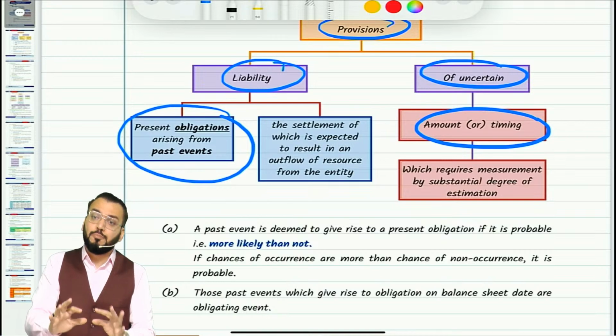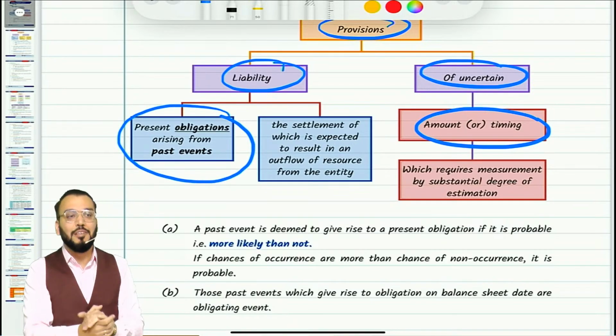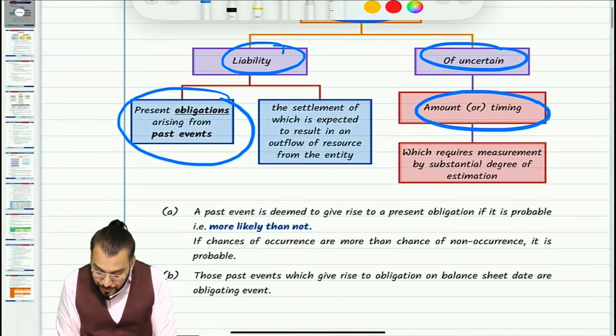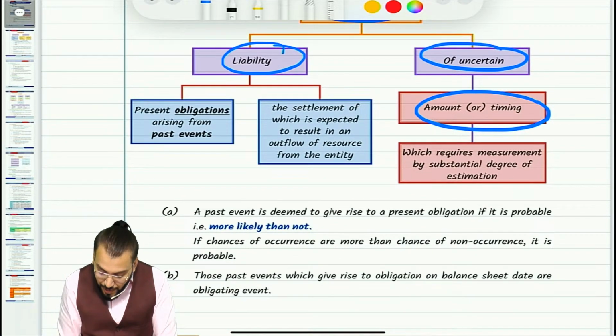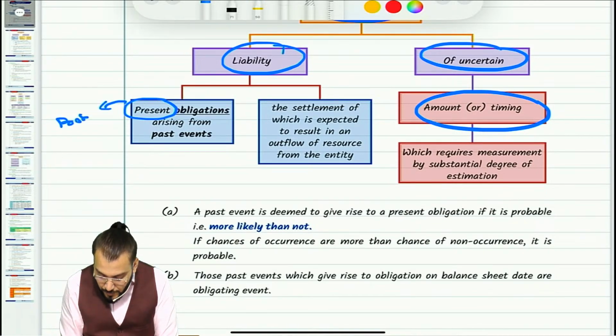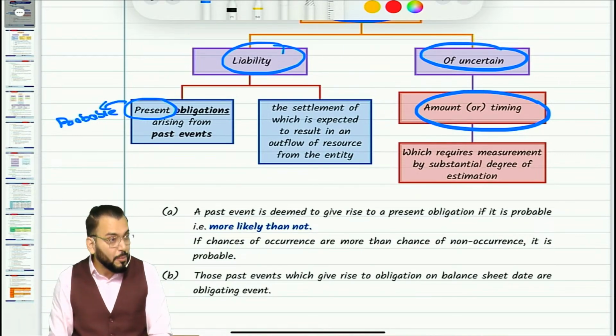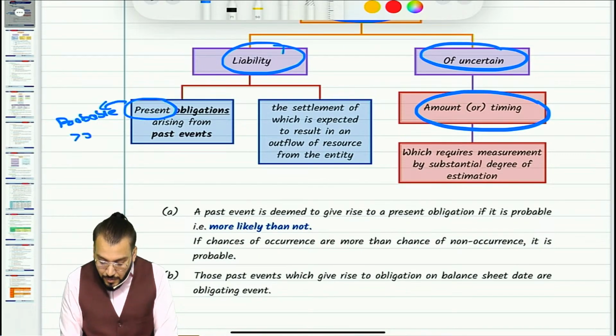Any obligation which is probable on reporting date, it becomes what? Present obligation. Means any obligation which are probable on which date? On reporting date. When I say probable, it means chances are more than 50%.